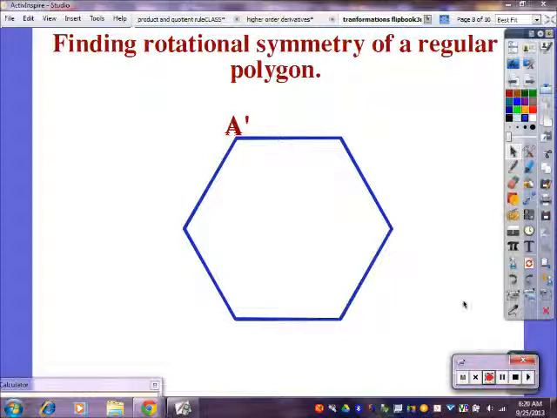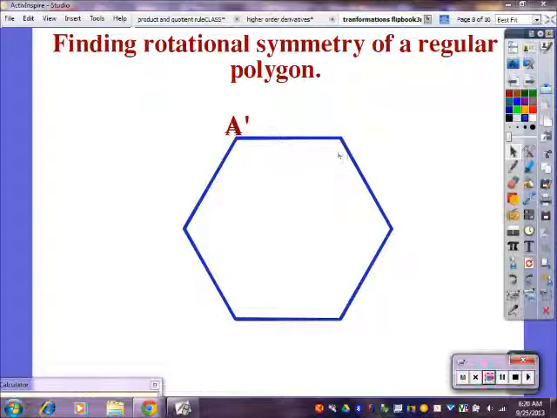So to start with, I'm going to read off the definition of rotational symmetry straight out of your textbook. It says if a figure can be rotated less than 360 degrees about a point so that the image and the pre-image are indistinguishable, the figure has rotational symmetry.